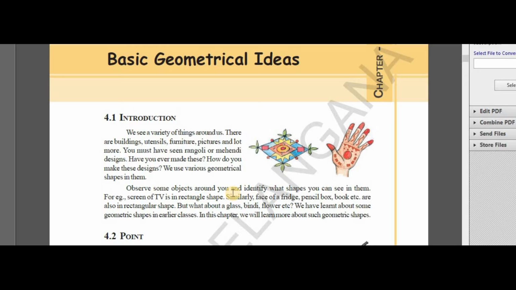Observe some objects around you and identify what shapes you can see in them. For example, screen of TV. Of course it is in rectangular shape. Okay friends, I'll say some of the objects which I observe around me. So I'm in my living room. My living room has a window. It is in the form of a rectangle shape. And my computer screen also looks like a rectangle shape. And camera is looking like a circle shape here. And next is a pencil box. It is also like a rectangle. Book also looks like a rectangle.